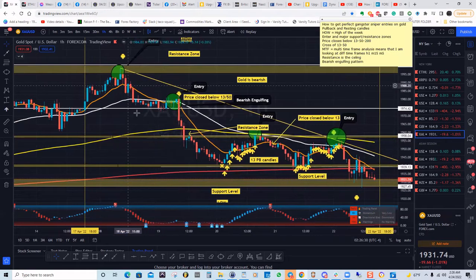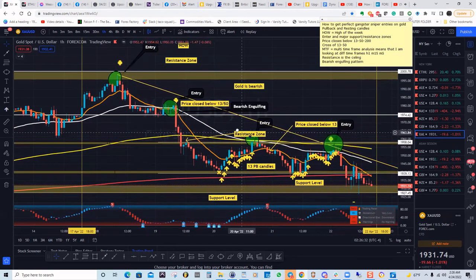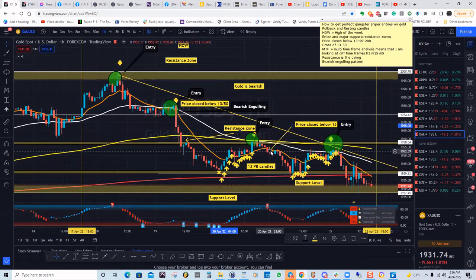I got another entry here too. Look at this. Where's the price? Boom. If you didn't catch this, this is right at the resistance zone here. So you could have got in here, and if you missed it, you could have got in here. It's gangster. This whole chart is gangster. There's nothing about this chart that's not gangster. It's slaying them, killing them, murdering them.